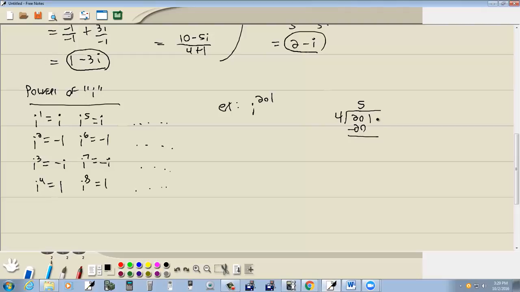Subtract them. The 20 minus 20 drops away. We bring down the 1. 4 doesn't go into 1, so that's 0. 0 times 4 is 0. And if I subtract that, 1 minus 0 is 1. That's a remainder. So what we do is if we divide by 4, we rewrite this as i to the remainder. And we said our remainder is 1, so we got i to the first, or i is our answer.